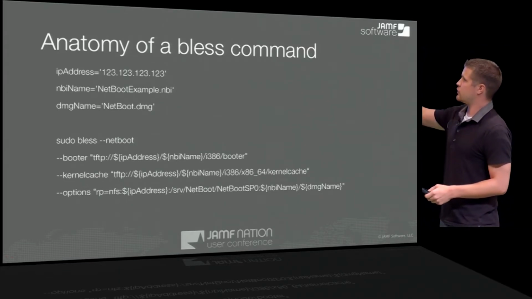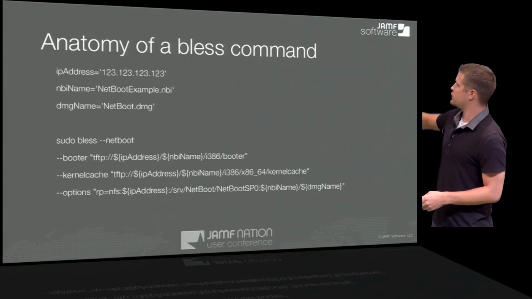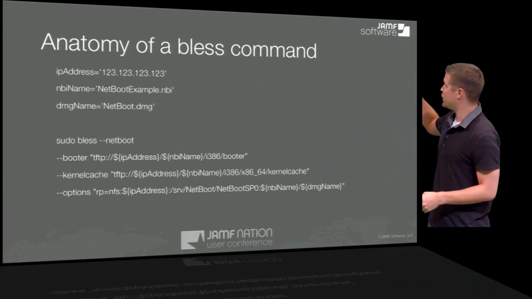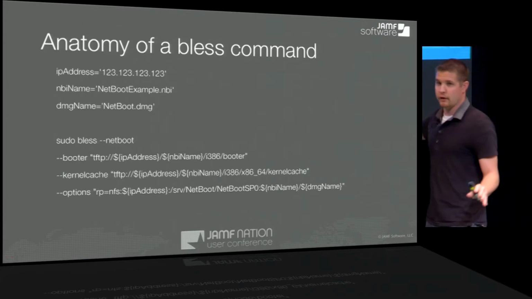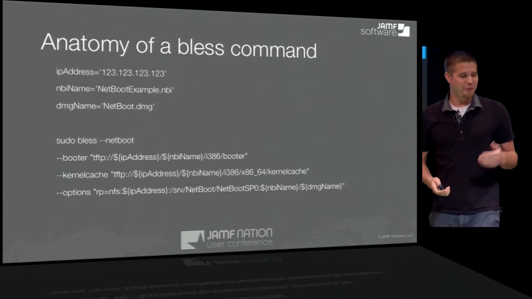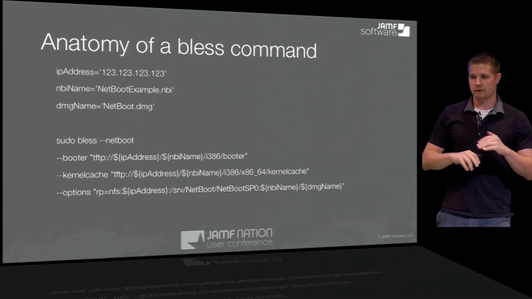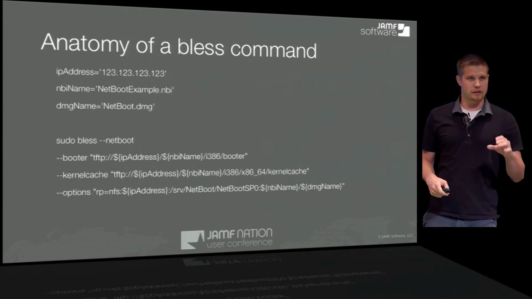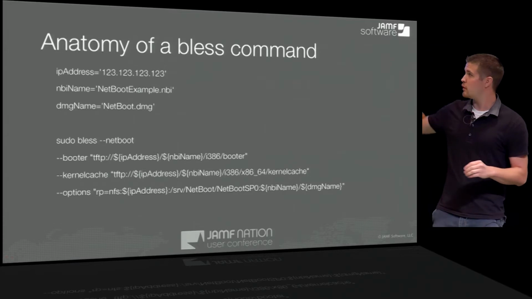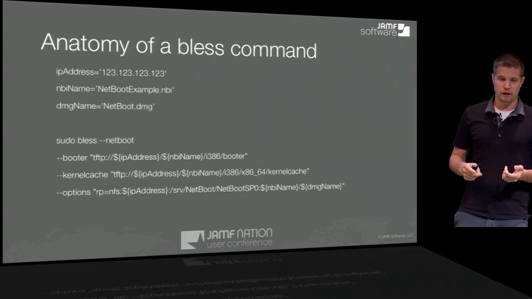You go into that i386 folder, but you also have an x86_64, and there's that kernel cache. And the options thing, I'm not even going to try to read that. I know that's messy. So what I did to help out is on Jamf Nation for this specific presentation, there is a text file that has this information in it, and it's formatted for 2 ways.